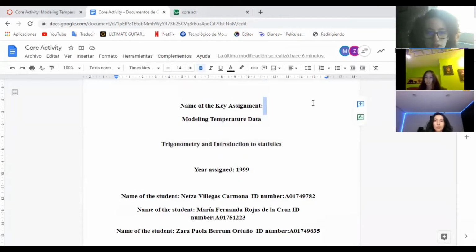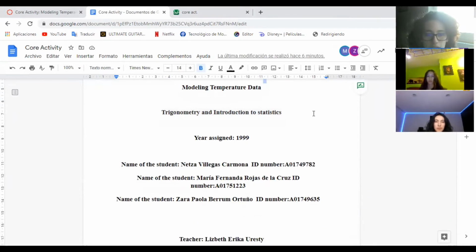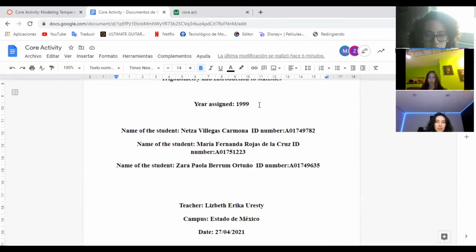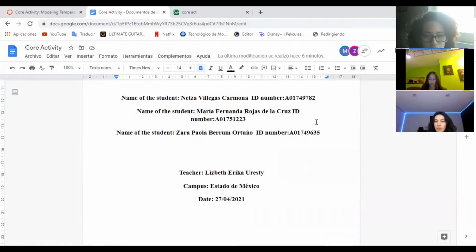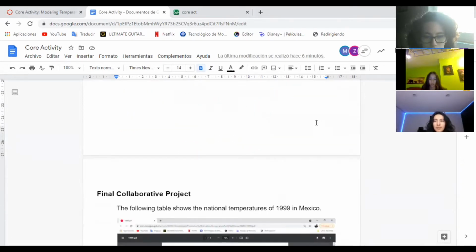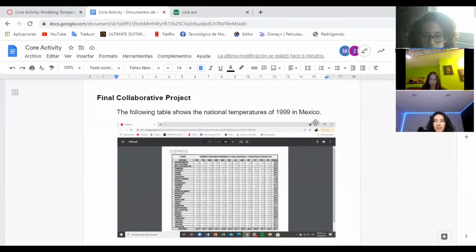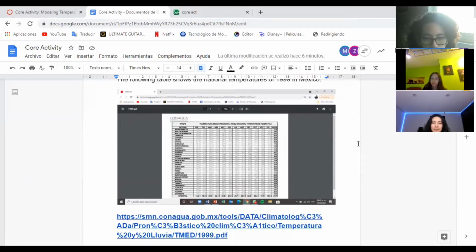Okay, so the name of the key assignment is modeling temperature data. The year we were assigned was 1999. My name is Netza, and my teammates are Maria Fernanda Rojas and Sara Paula Berrum. For this project, we use the table that shows the national temperature of 1999 in Mexico. We investigated that in Conagua.